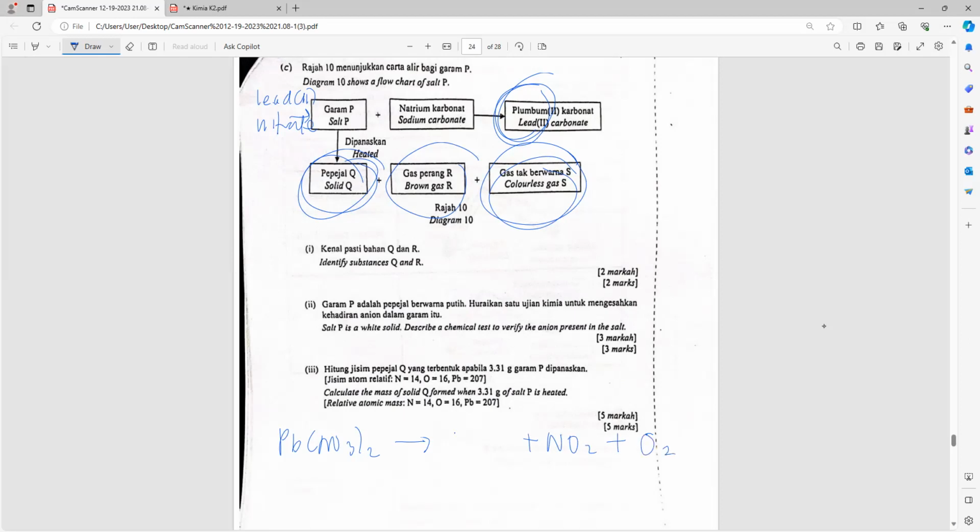And what do you think is my product here? Is it just lead? No. Very good. It's actually lead 2 oxide.